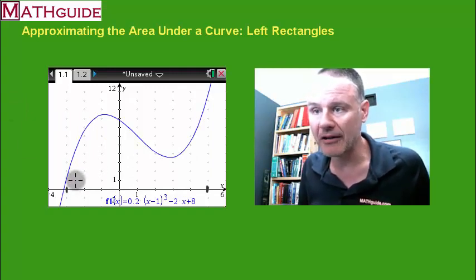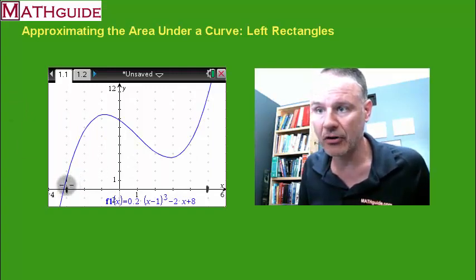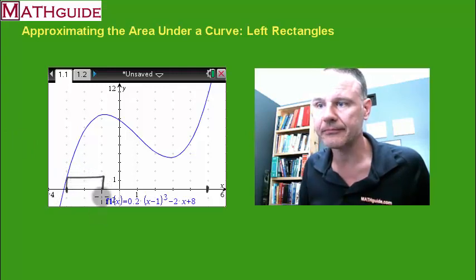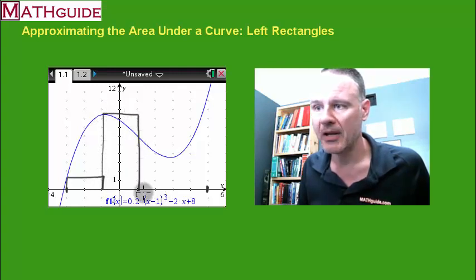Well, I'm going to use left rectangles. That means I go up until I hit the curve, and then I scoot over and make a rectangle. Oops, except I didn't do this. I want to use rectangles that are 2 units across. From this point, which is 2 units over, I go up until I hit the curve and move over 2 units. For the next rectangle, I go up till I hit the curve and scoot over 2 units. Again, I go up till I hit the curve, scoot over 2 units, and there you go.